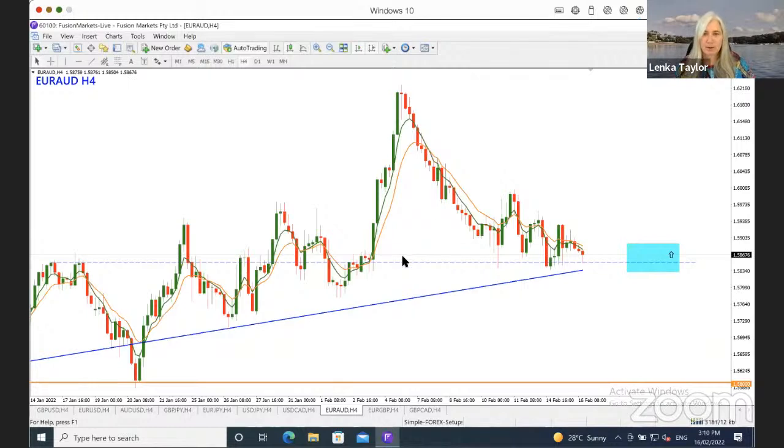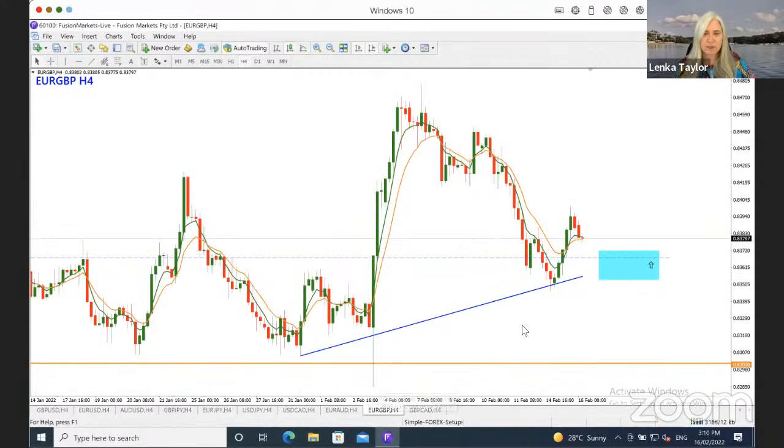Okay. So yeah, I'm still interested in Euro AUD for long if we do have that reversal. It did look like it was going to reverse there, but it didn't. Had a loss on that entry. So just waiting for the next opportunity.